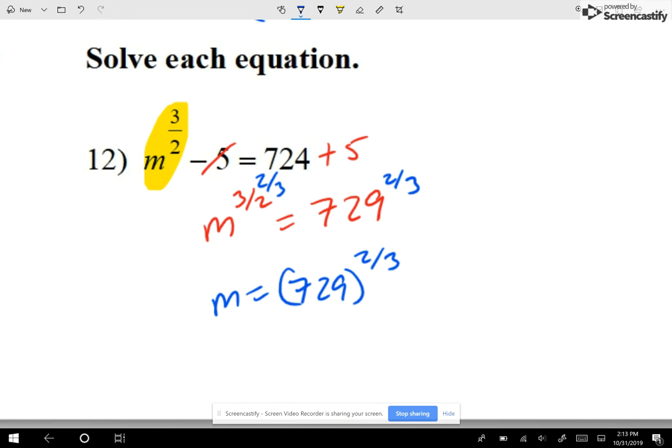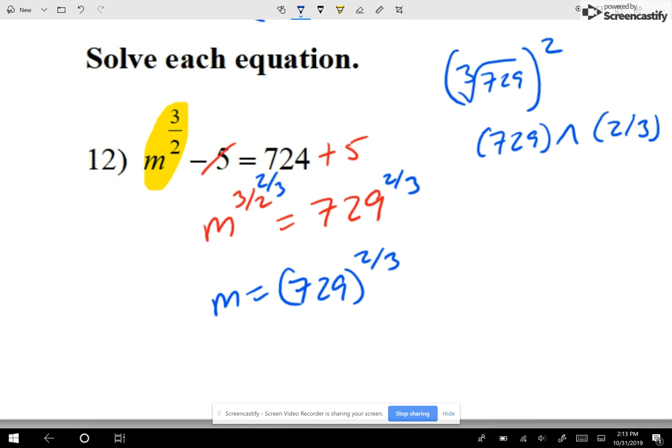Now this thing, there's two ways of doing it. Find out what's the cube root of 729, and whatever you get, square it. Or literally type it in the calculator, 729 to the 2/3. Make sure you're using parentheses for the 2/3. So I have 729 to the 2/3. Once again, make sure you use parentheses. And that gives me that m is equal to 81.